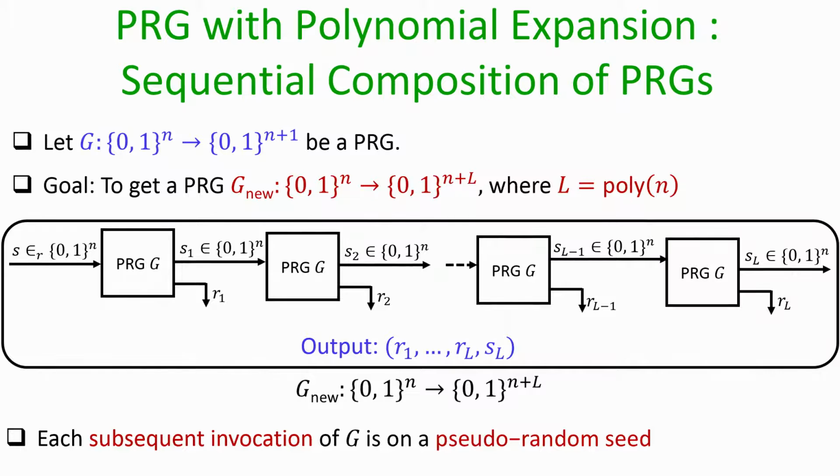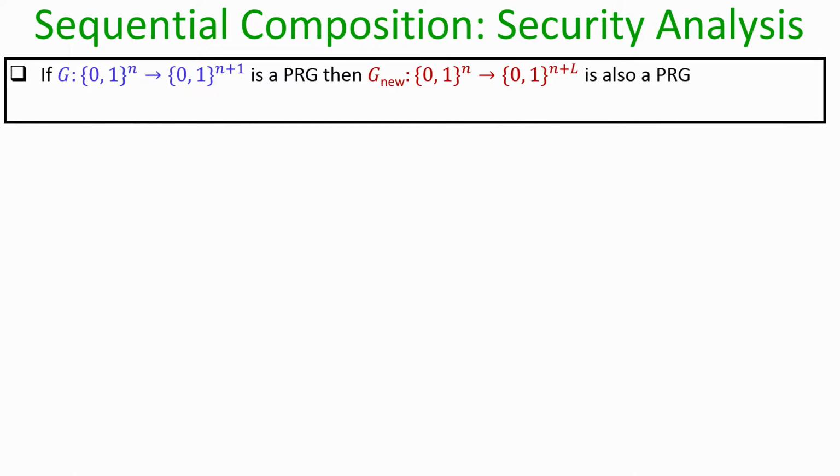So, the claim here is that if the existing algorithm G is a pseudo random generator, then the new construction that we have designed, G nu, is also a pseudo random generator, provided L is some polynomial function in the security parameter n. And now you can see why this construction is called a sequential composition. The invocations of G are not independent of each other; the next invocation of G depends upon the output of the previous invocation of G. In that sense, it is a sequential composition of pseudo random generators.